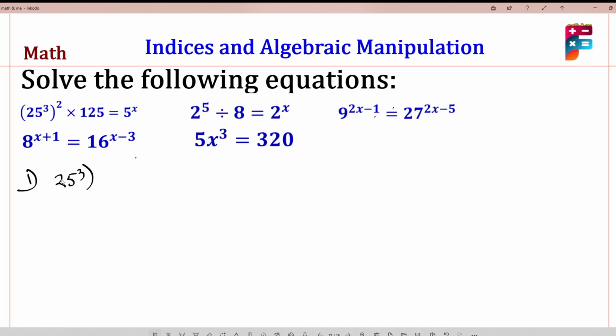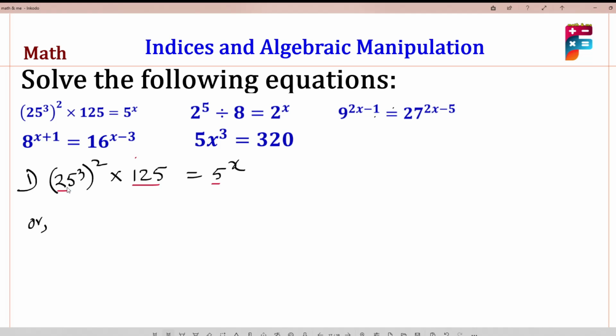(25 cubed) whole squared, multiplied by 125, equals 5 to the power x. What can I do? Look, here is 25, here is 125, and here is 5. So the best way is to make everything base 5. So we need base 5.